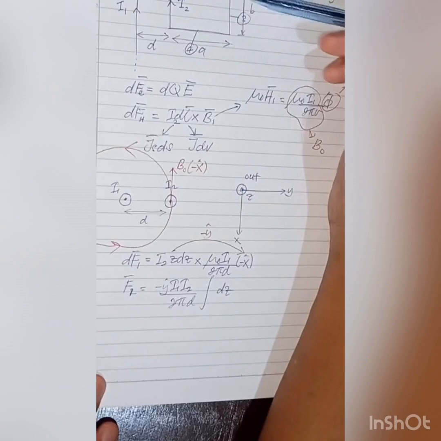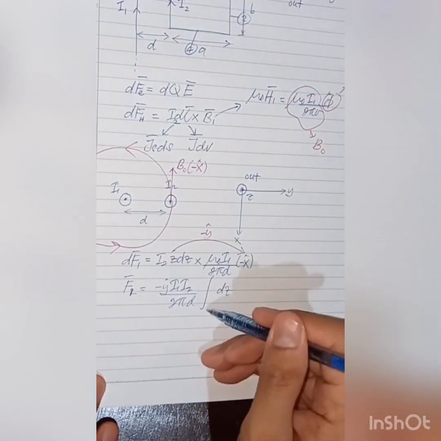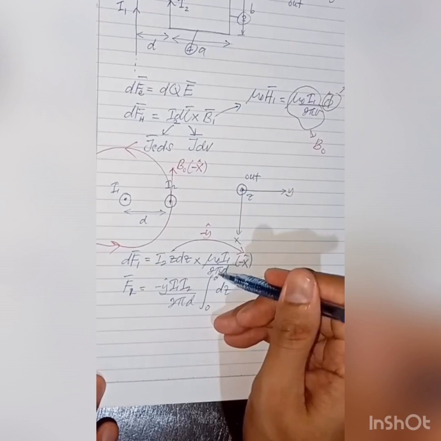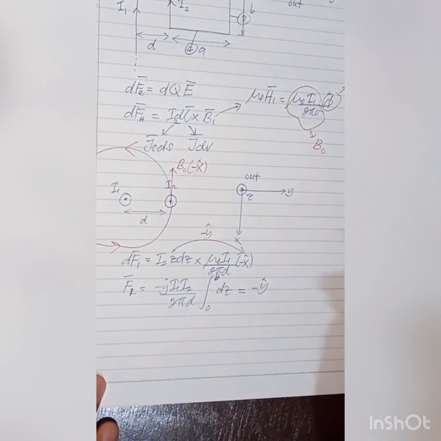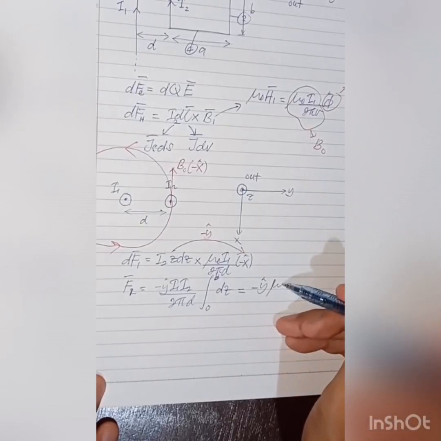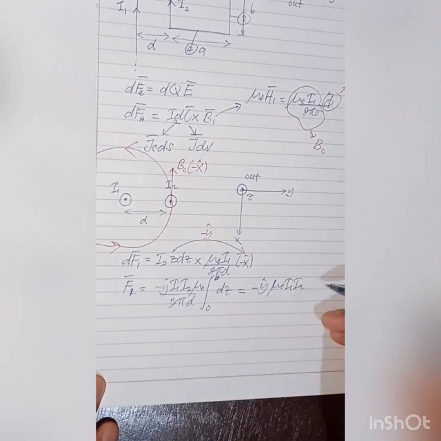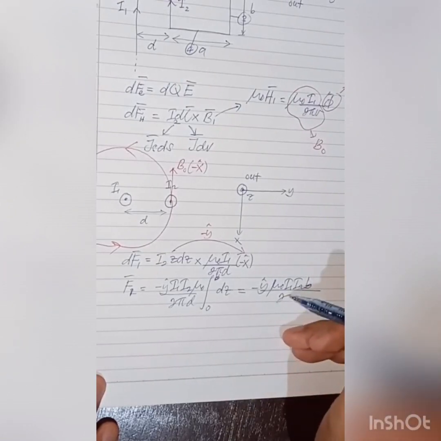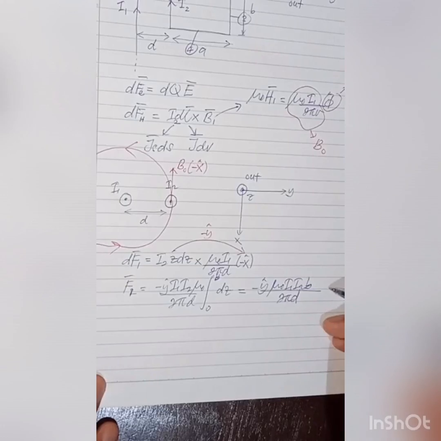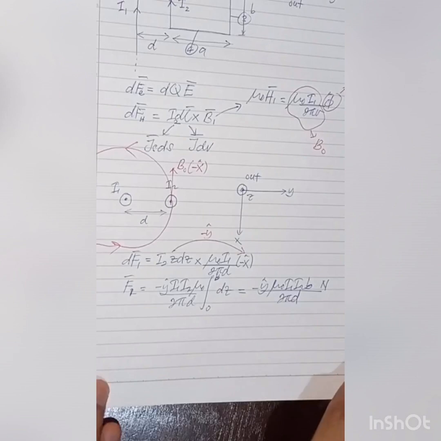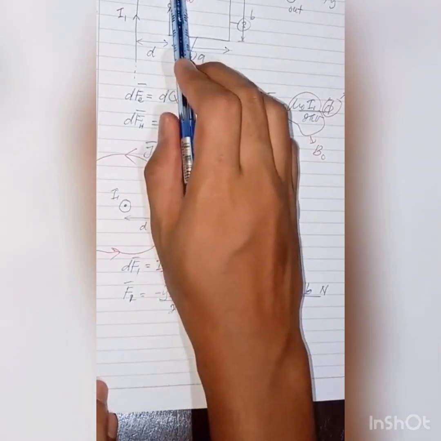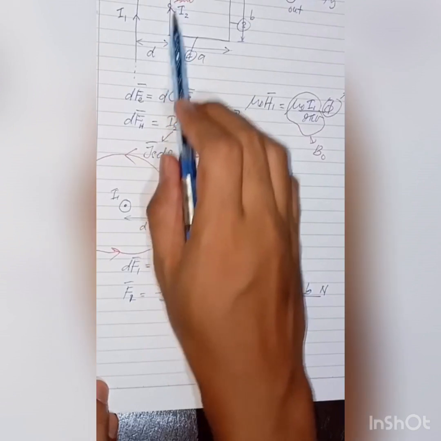So that's the length of this particular path, so just simply put here the limit of 0 to b. If you proceed, you can have this equation in the negative y direction: mu naught I1 I2 b, after integration, over 2 pi d Newton. Okay guys, so this is our F expression that is exerted on the first path of the I2 current over here.